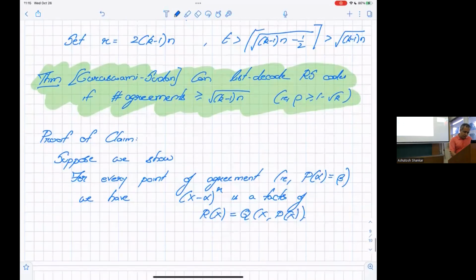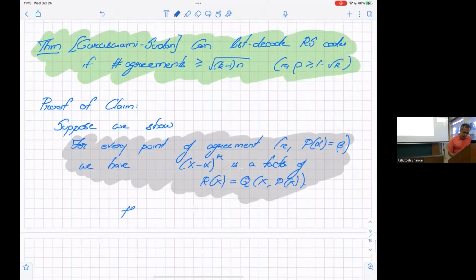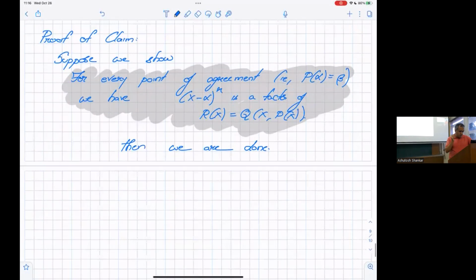Suppose we show this following thing. Then we are done, because each point of agreement contributes a factor of the form x minus alpha to the power r. If there are t points of agreement, each of them will contribute x minus alpha i to the power r. There will be tr of them. The degree of R has to be at least tr. If R has a smaller degree than that, then it has to be the zero polynomial. So this is what we show.